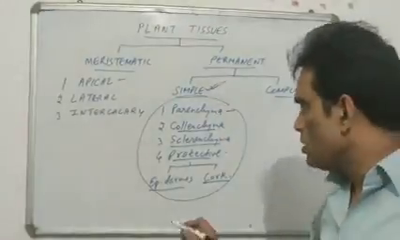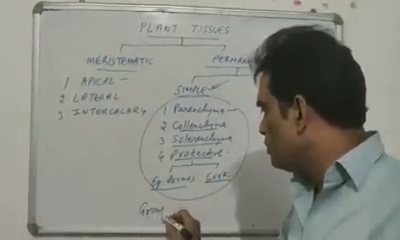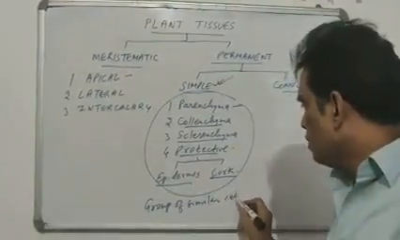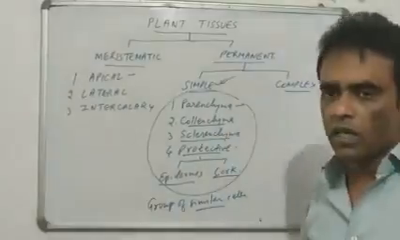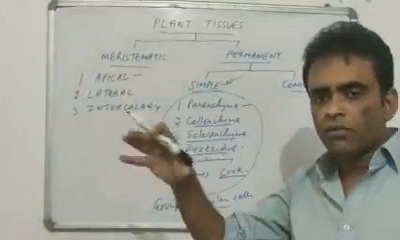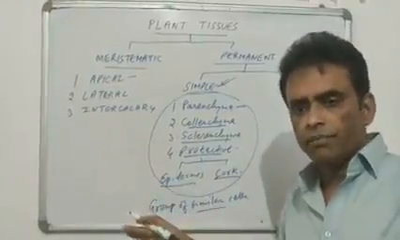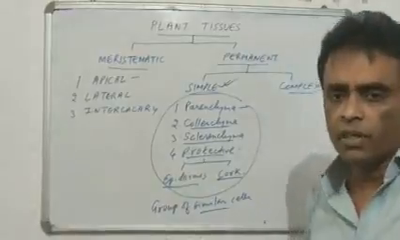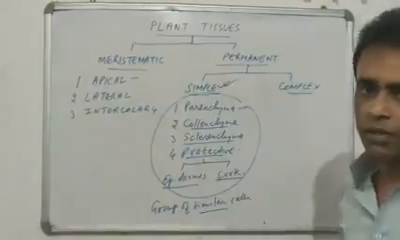Why? Because they are a group of similar cells. All the cells in this tissue are exactly similar to each other. In parenchyma you find a large number of cells, all the cells are exactly the same. In sclerenchyma there are a large number of cells, all the cells are exactly the same. That is why they are called simple permanent tissue.